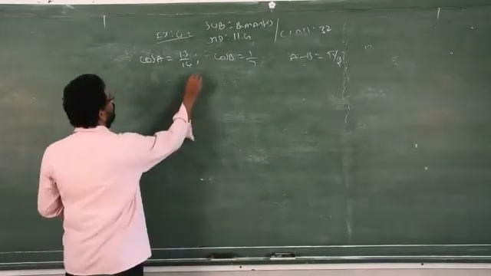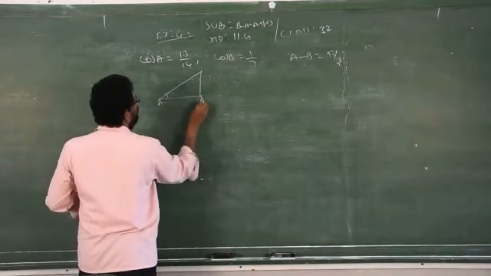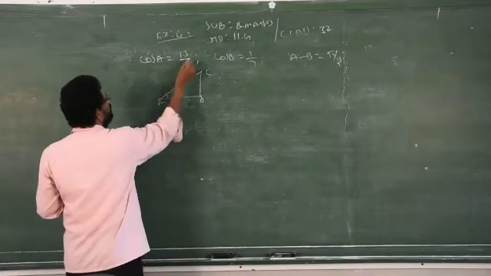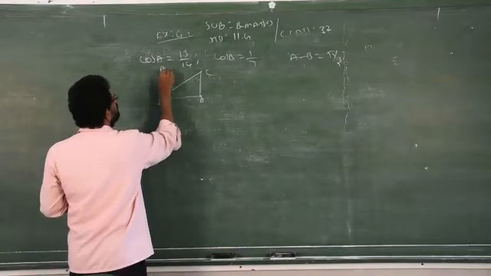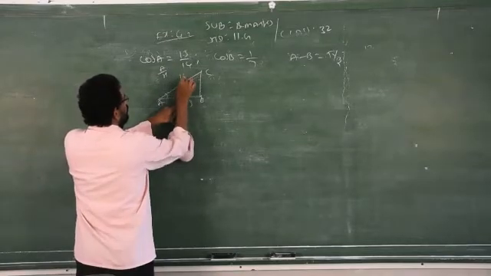So here we go, A, B, C. What is the formula for cos A? Cos A is adjacent by hypotenuse. So this is adjacent side 13, this is 14.